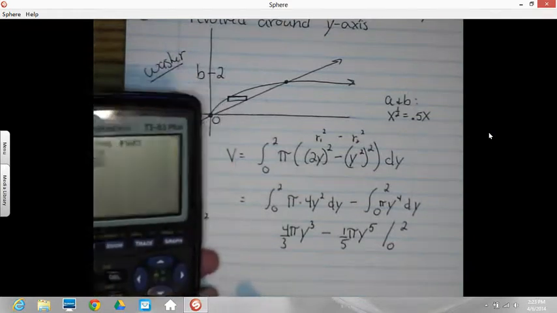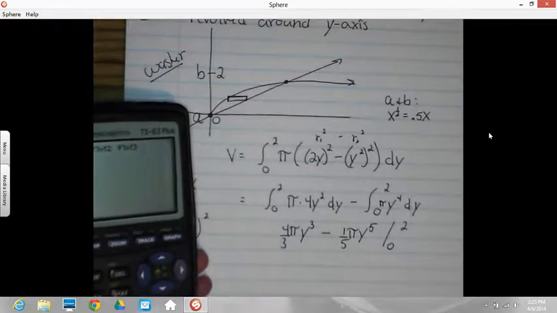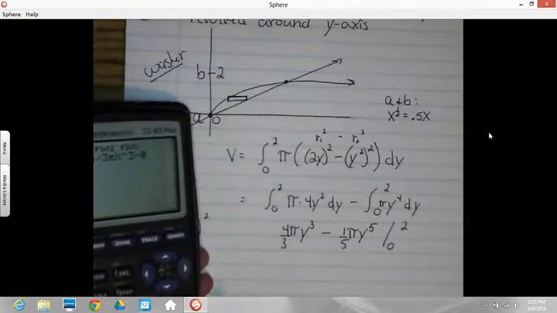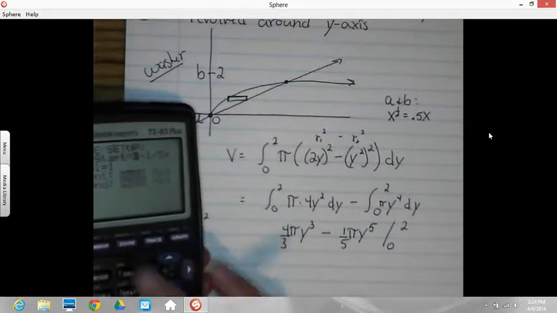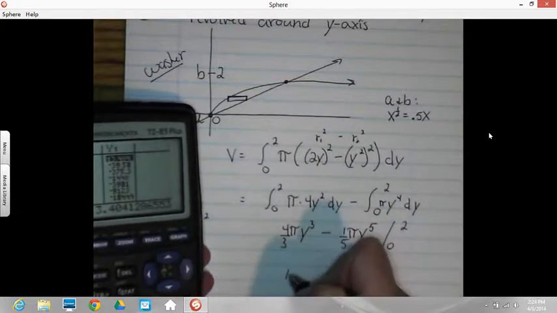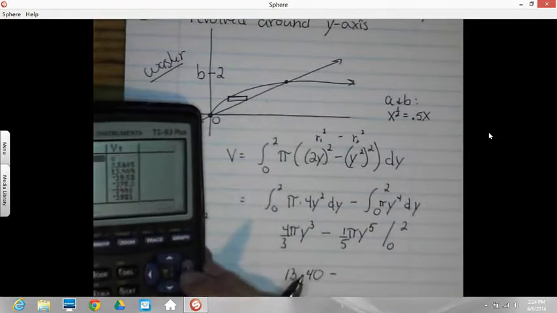And it's just calculator work here. So 4/3 pi y cubed minus 1/5 pi y to the 5th, and we're plugging in 2. I get 13.40 minus, at 0 it is 0, so 13.40.